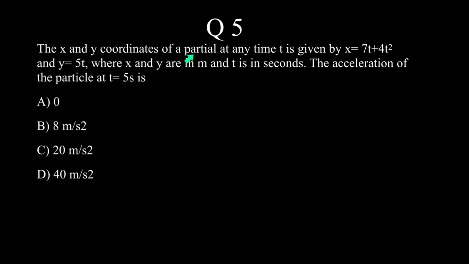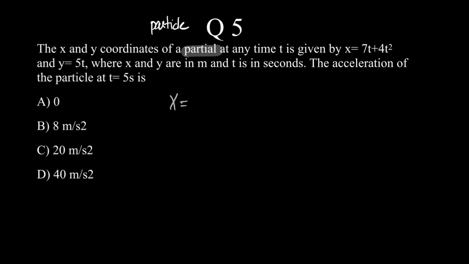The x and y coordinates of a particle at any time t are given by x is equal to 7t plus 4t square and y is equal to 5t, where x and y are in meters and time is in seconds. The acceleration of the particle at t is equal to 5 seconds is? So we did a similar question. Let's try to solve this based on the same logic.